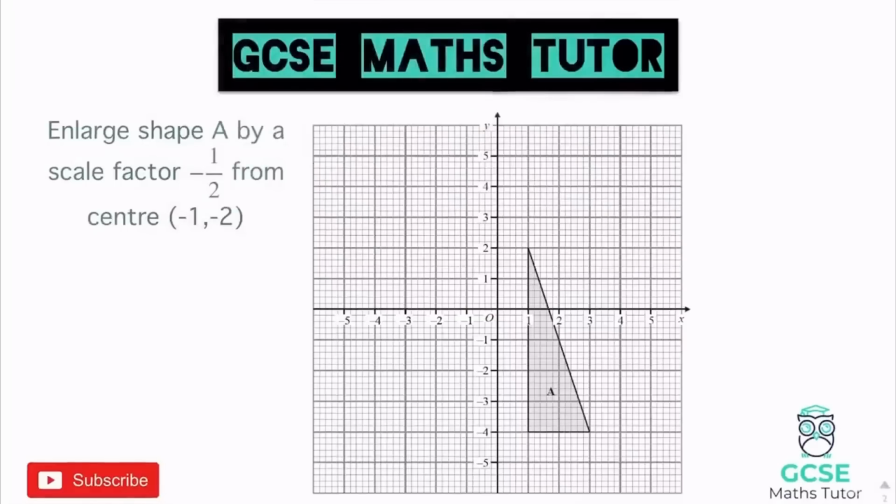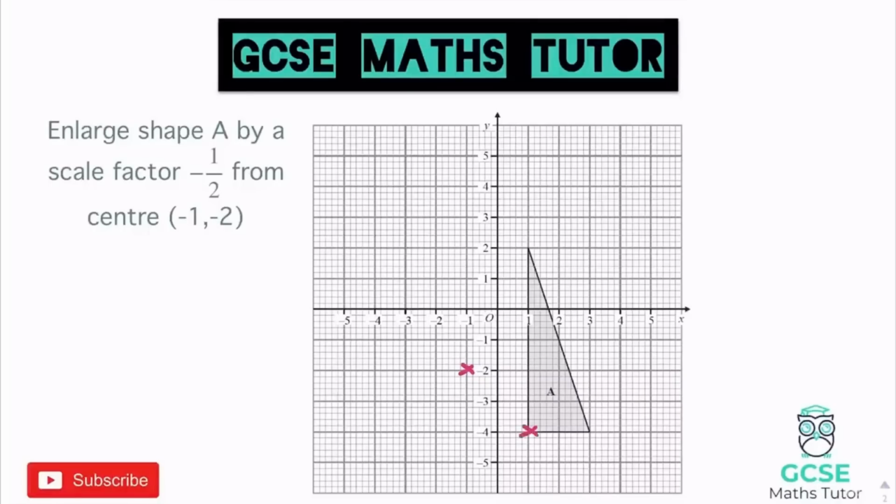Okay, so this question says, enlarge shape A by a scale factor of -1/2 from the centre (-1, -2). So (-1, -2) is here. Now this is, again, a fractional negative enlargement, so this is obviously a little bit nastier because we're not only going to move in the opposite direction, but we're going to move half of that distance as well. So I probably will write these ones down for this one, but let's pick a corner.